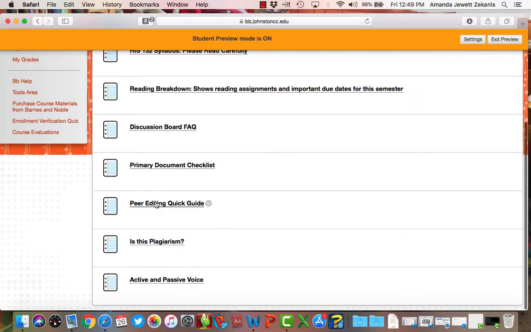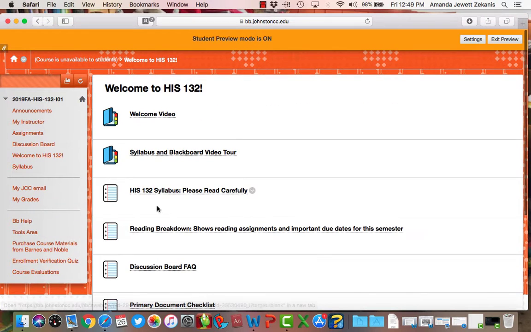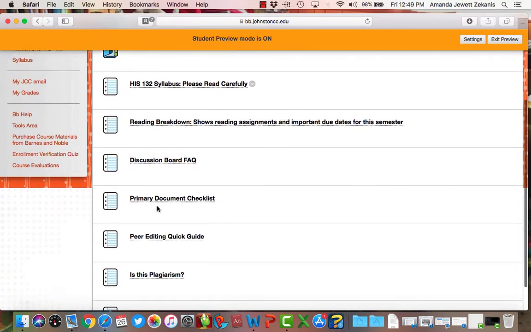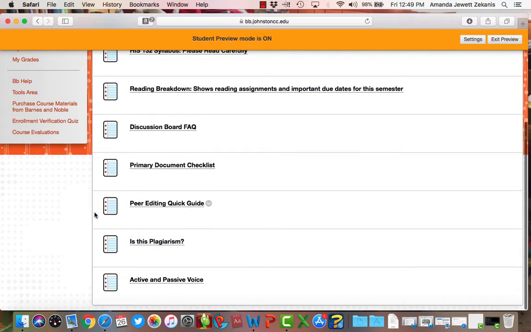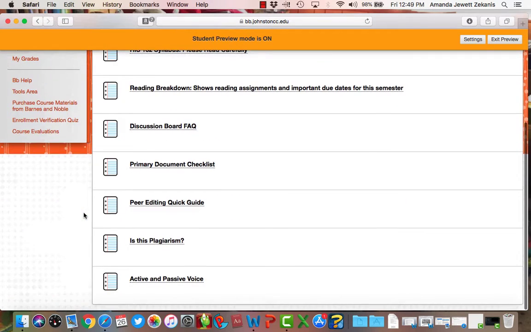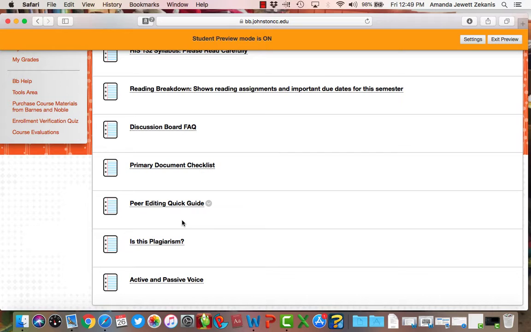You have a peer editing quick guide. I don't think you'll use that because I don't think we're going to have time for a rough draft workshop in here. But you might want to look at it because those are things that I will look for when I grade the papers. Is this plagiarism? Great handout on plagiarism. It talks about paraphrasing as well as quoting because you need to know how to do both of those things.